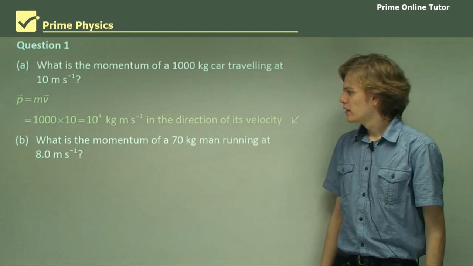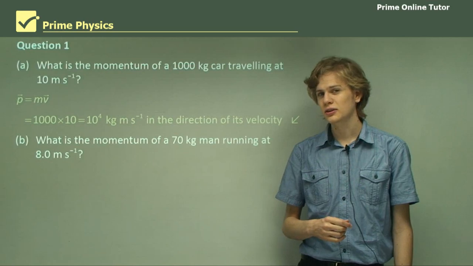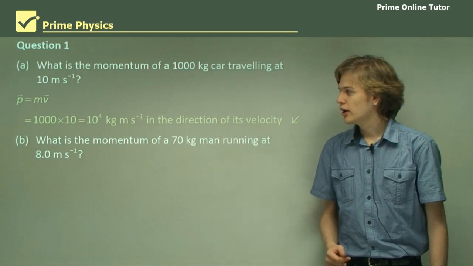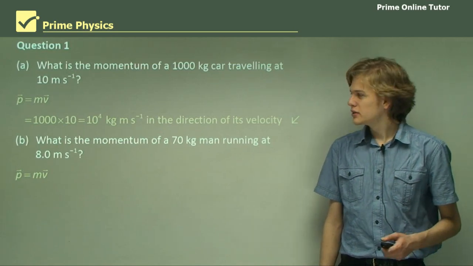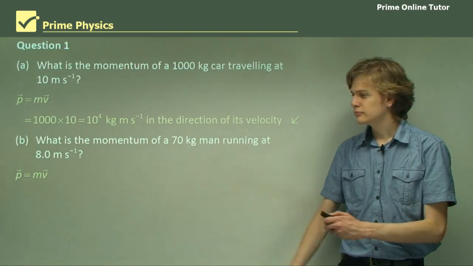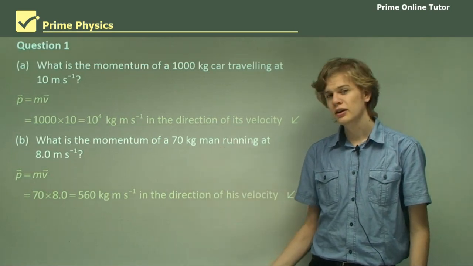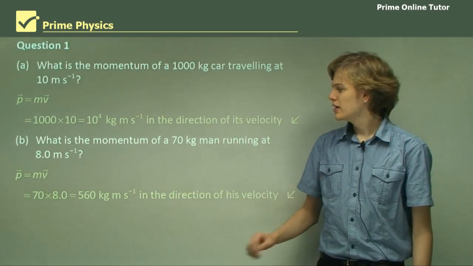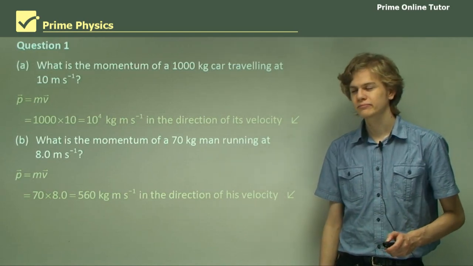Part B. What is the momentum of a 70 kilogram man running at 8 meters per second? Once again, we'll be using our equation p = mv. Substituting these numbers, we have 70 kilograms times 8 meters per second, which gives us 560 kilogram meters per second in the direction of his velocity.